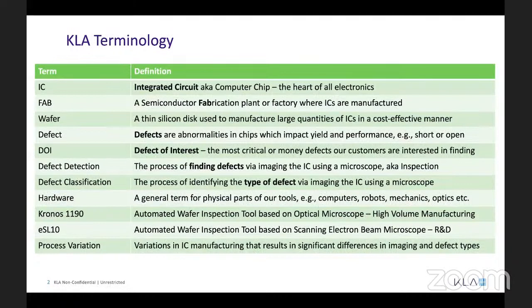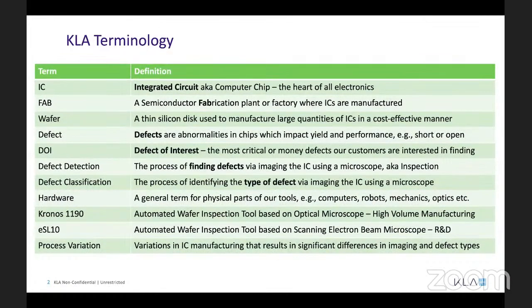The defects of interest are the most critical defects, or the defects that cost the customers the most. So these are the ones that they're really interested in finding. And these are important for them to keep their costs down, to keep their yields up, and ultimately to be able to sell you inexpensive electronics. So KLA as a company makes it possible for our customers to sell inexpensive electronics to the consumers of the world.